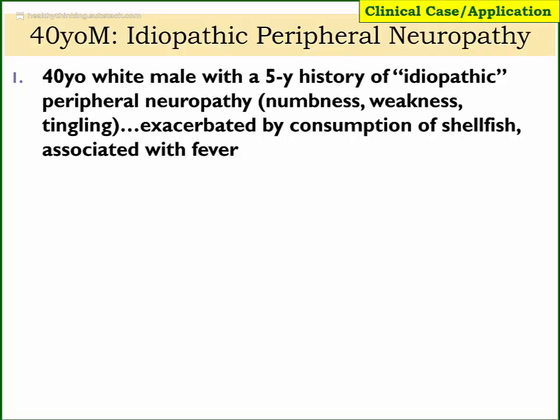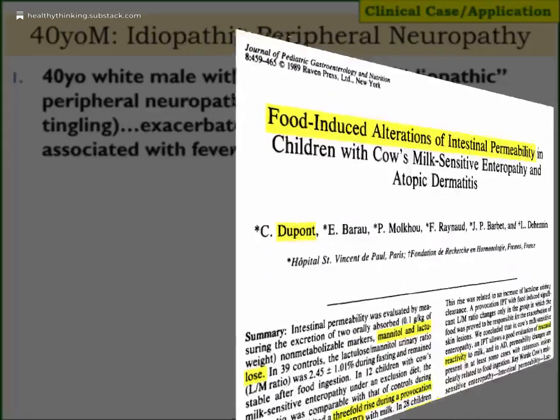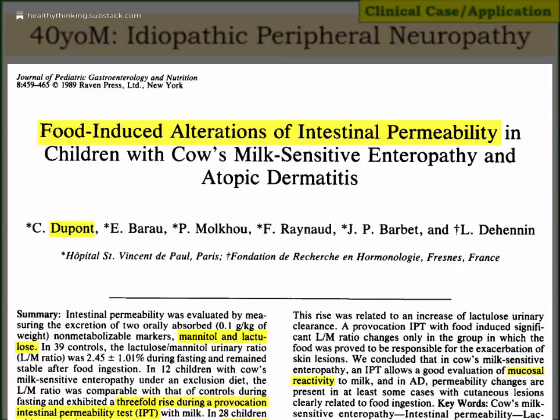My presumption was that this patient had a true food allergy to shellfish, and that when he consumed shellfish, he acquired an allergy-driven leaky gut, and that leaky gut promoted the absorption of microbial molecules from his gut, and he was having an immune cross-reactive response to those microbial molecules, and that's what was causing his idiopathic peripheral neuropathy.